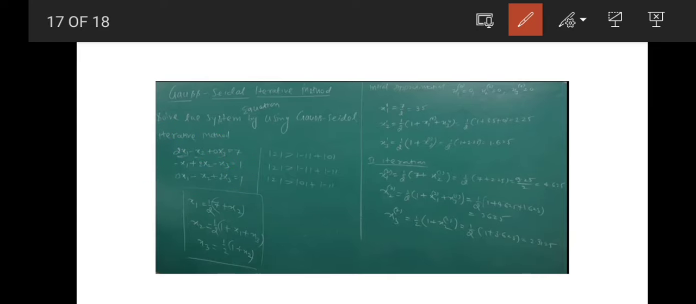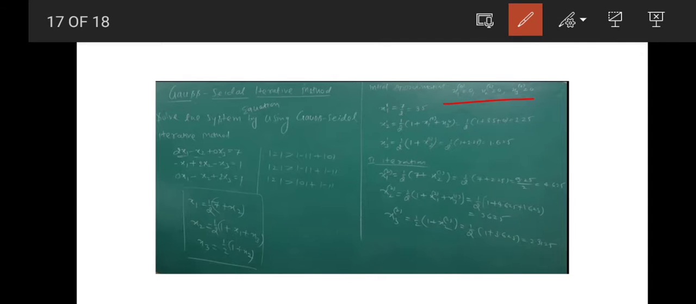So what we do, we calculate the value of x1 variable from equation 1. From equation 2 we will calculate the value of variable x2. From equation 3 we calculate the value of variable x3. So these are our respective values for respective equations. Now what we do, we take our initial guesses: x1 is equal to 0, x2 is equal to 0 and x3 is equal to 0.